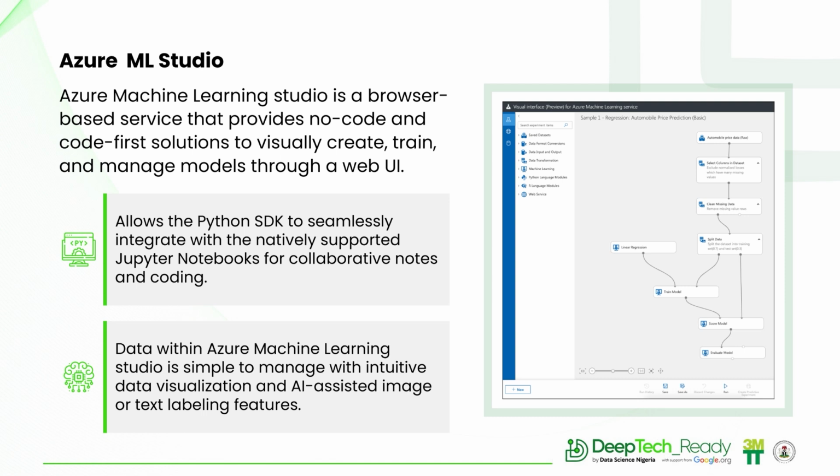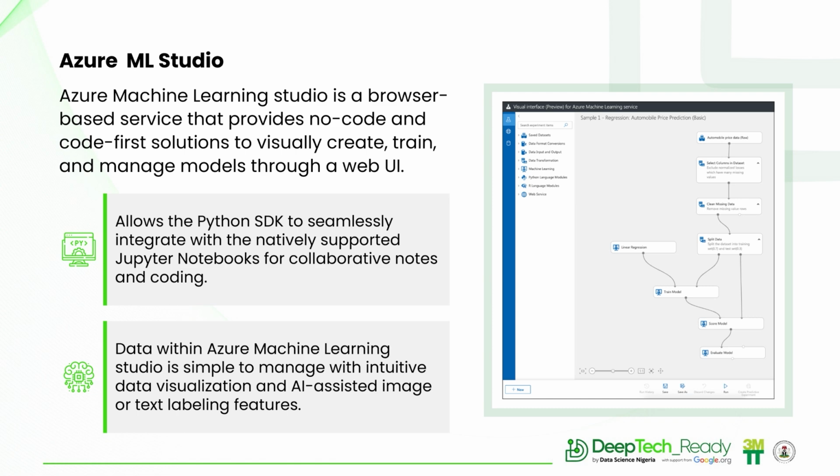The ML Studio allows the Python SDK to seamlessly integrate with the natively supported Jupyter Notebooks for collaborative notes and coding. Data within the Azure Machine Learning Studio is simple to manage with intuitive data visualization and AI-assisted image or text labeling features. If you are new to this, no worries. Everything is intuitive, and there is always information on how to use things. There's also AI assistance to ensure that you get all the assistance that you need.